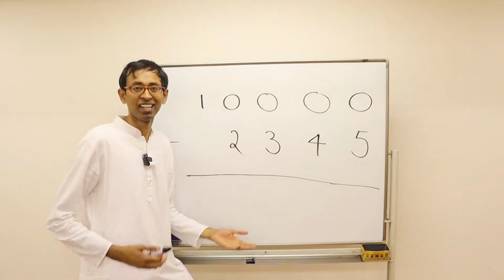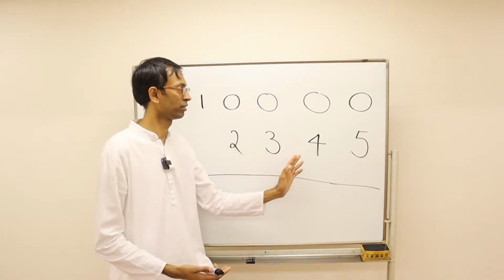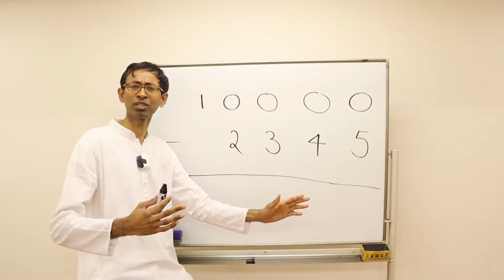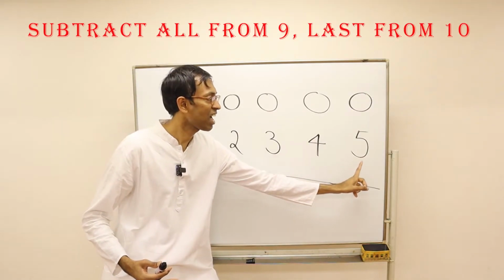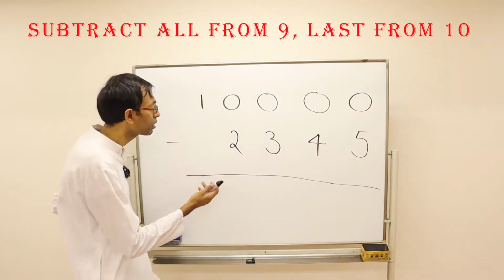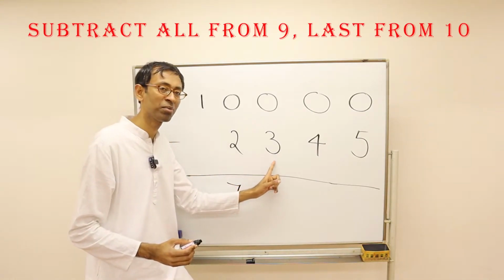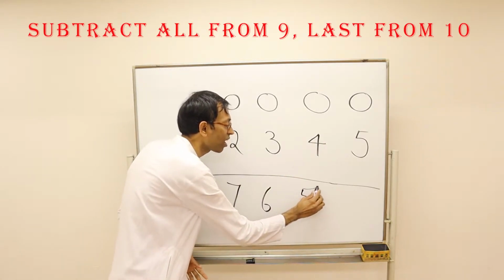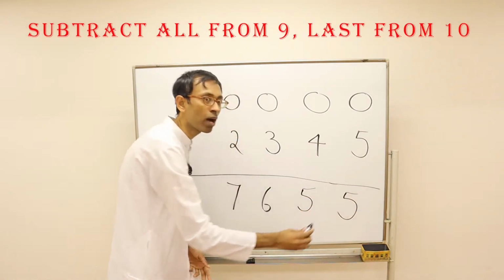As simple as this. Suppose you have a problem like this: 10,000 minus 2,345. The answer comes right away. The golden rule is all from 9 and last from 10. Now you do the problem along with me. First 9 minus 2 is a 7. 9 minus 3 is a 6. 9 minus 4 is a 5. And 10 minus 5 is a 5.